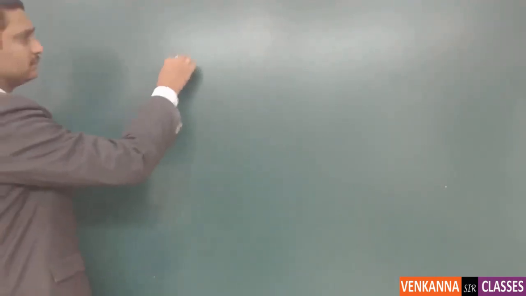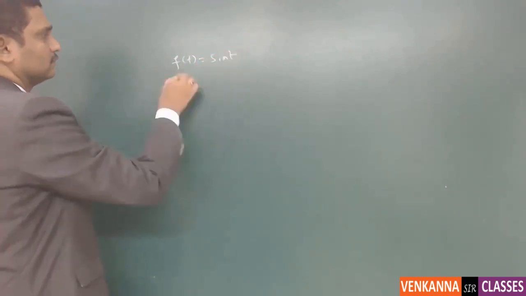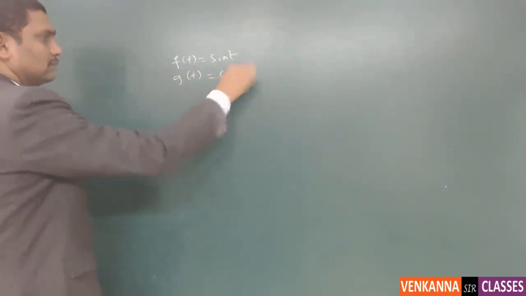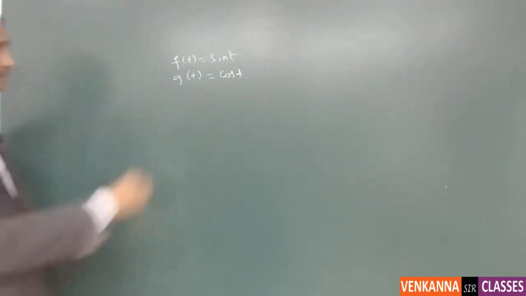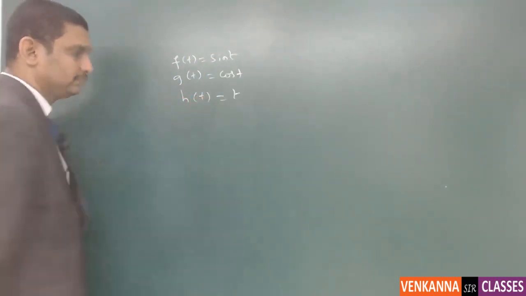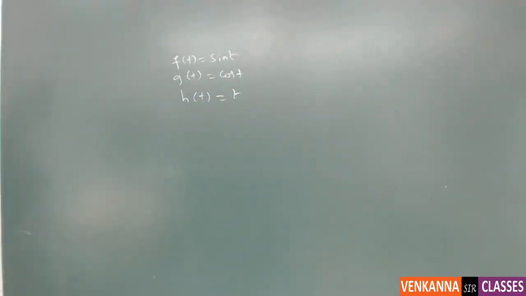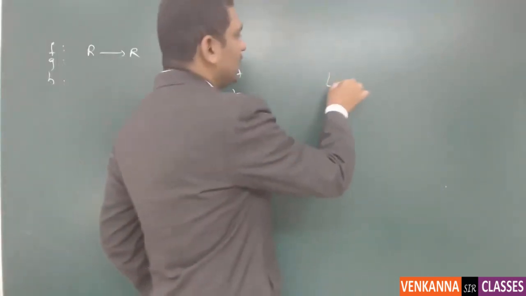Now let us take the problem where I have taken three functions. I have considered three functions f, g, h, where f of t is equal to sin t, g of t is equal to cos t, and h of t is equal to t, where all these functions are defined from R to R. Now my question is, are they linearly independent or not?